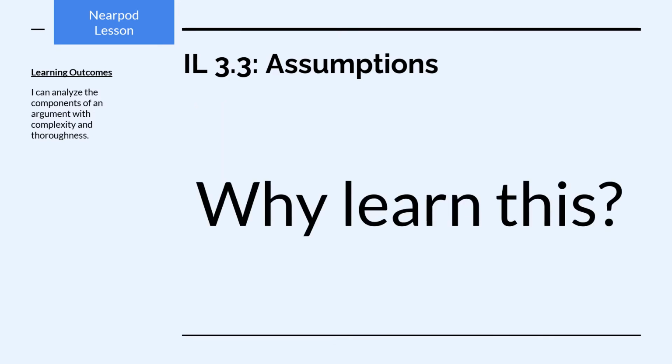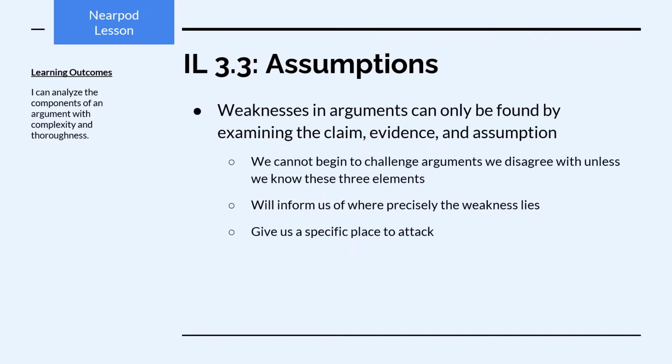So why are we learning this? Why do we need to know about one, syllogistic structure, and two, how to identify assumptions? Well, weaknesses in arguments can only be found by examining the argument's essential parts, by examining the claim, evidence, and assumption separately. We cannot begin to challenge arguments we disagree with unless we know all three of these elements. Knowing these elements will inform us of precisely where the weakness lies within the argument, and it gives us a specific place to attack.